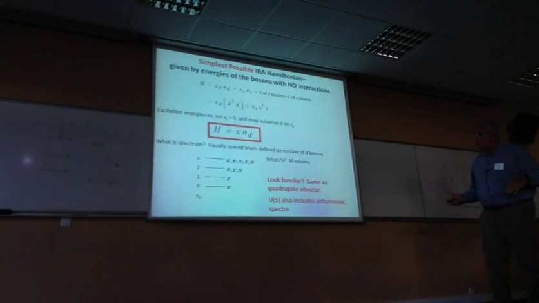We'll go from here to here. This has 2 D bosons. Let's say we have 6 bosons total. This would have 2 D bosons and 4 S bosons. This would have 1 D boson and 5 S bosons.